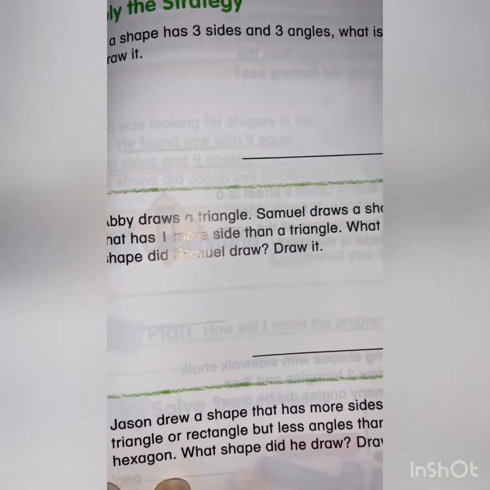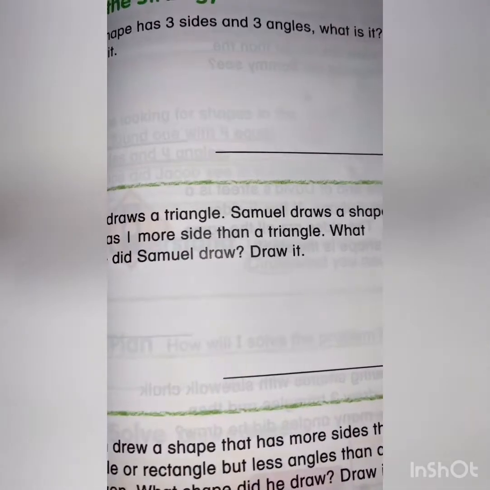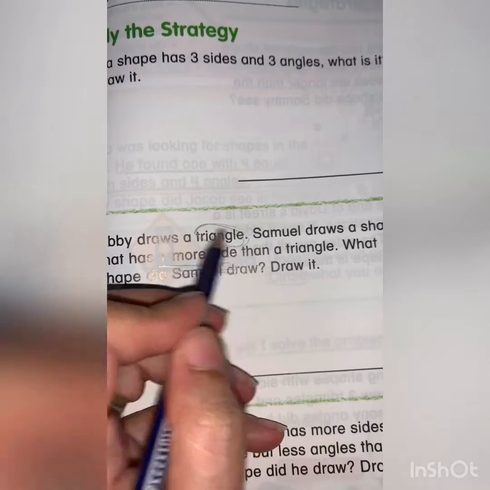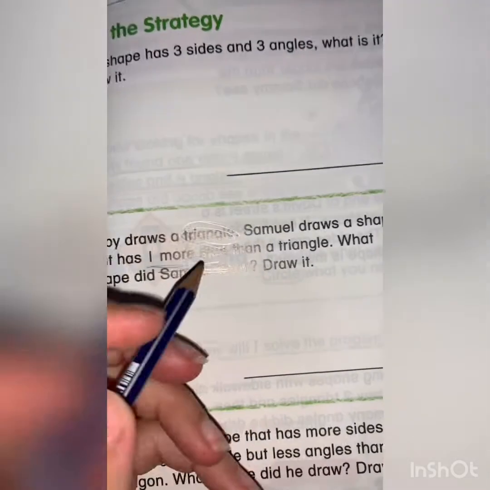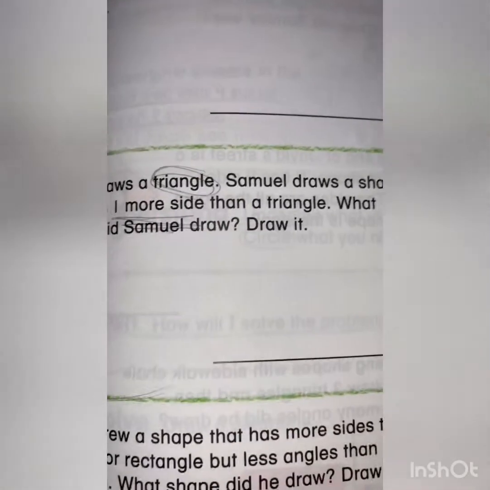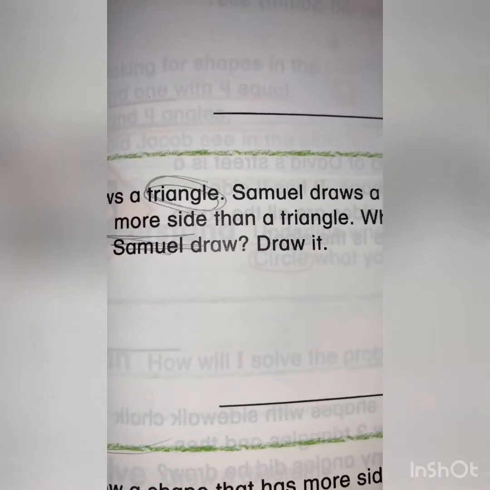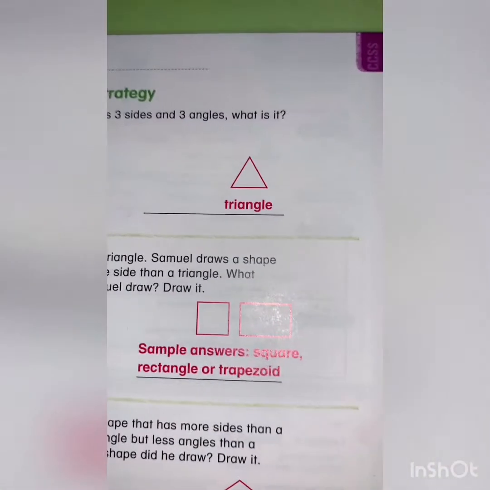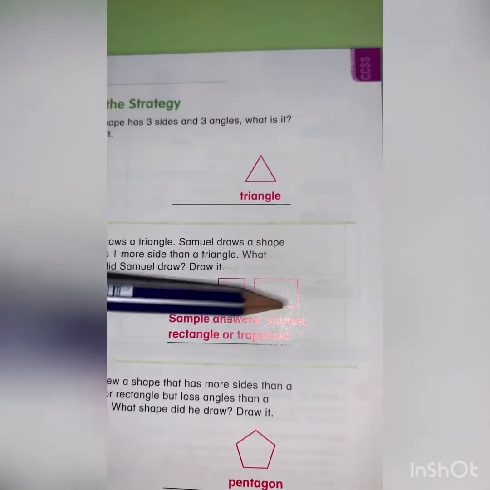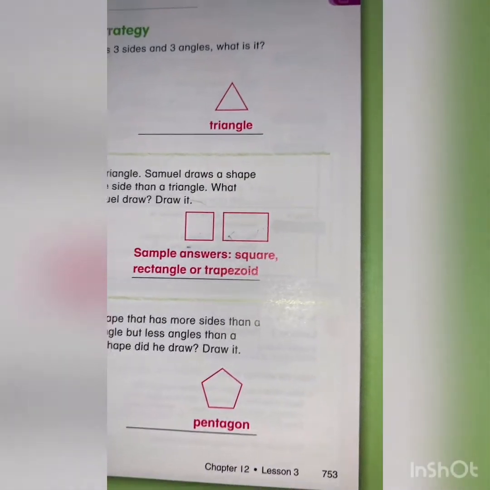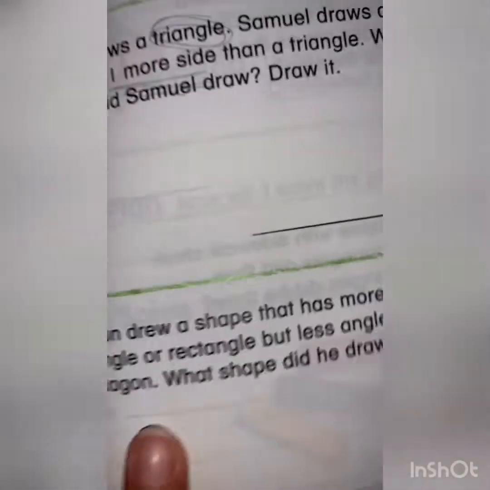Which shape has 4 sides? Because here it says it has one more side than a triangle. And a triangle, we know, has 3 sides. So it will be a shape that has 4 sides. So any quadrilateral shape I can draw here will be my answer. I can draw a square, a rectangle, a trapezoid, a parallelogram. Any quadrilateral shape will be right.